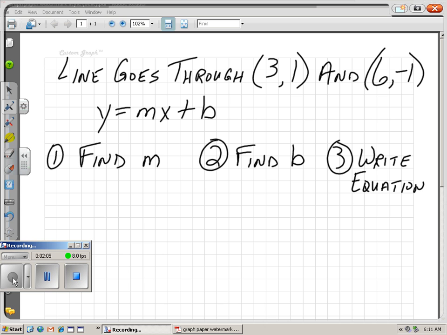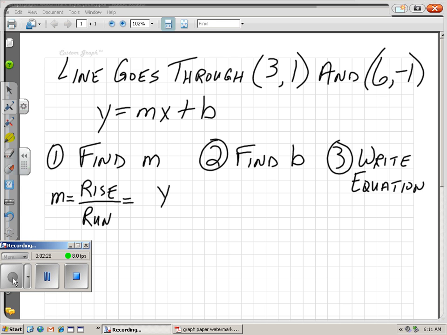Alright, so here's our strategy. We're going to find m first, that's step 1, then we'll find b, and finally we'll start all over and write the equation with our m and our b. Alright, let's find m. M is slope, and to find m, I always remember it's rise over run. And I always remember that rise rhymes with y.